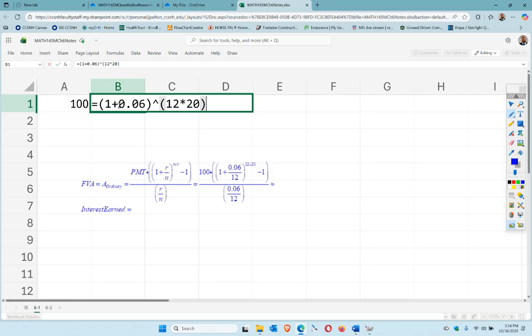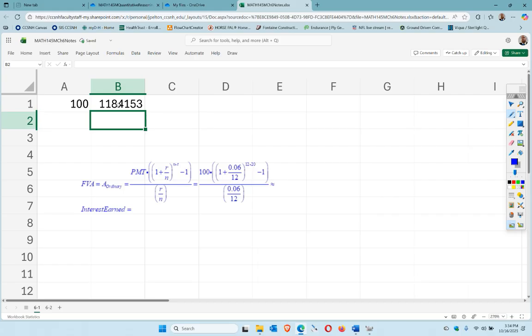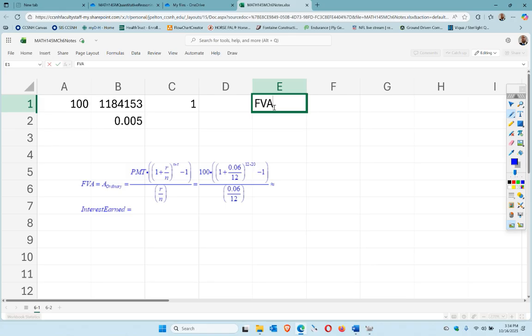Okay. And we'll put a equals 1 here. And on the bottom, we're just going to put equals 0.06 divided by 12. Okay. So over here, we'll put the future value of the annuity, equals. Okay, that seems good.